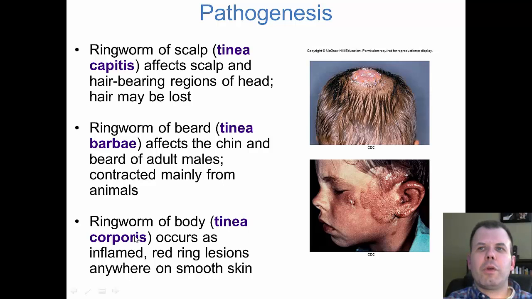Another one is the ringworm of the body. This is Tinea corporis, and again, it occurs in inflamed red ring lesions anywhere on smooth skin. So this is probably the most common type that people hear of when they think of ringworm. That's the one that gives the round appearance. Again, the inflammation looks like a red ring, and people think that they're actually worms under there. It's not a worm. It's a fungal infection underneath the skin. And so that's the most common type.